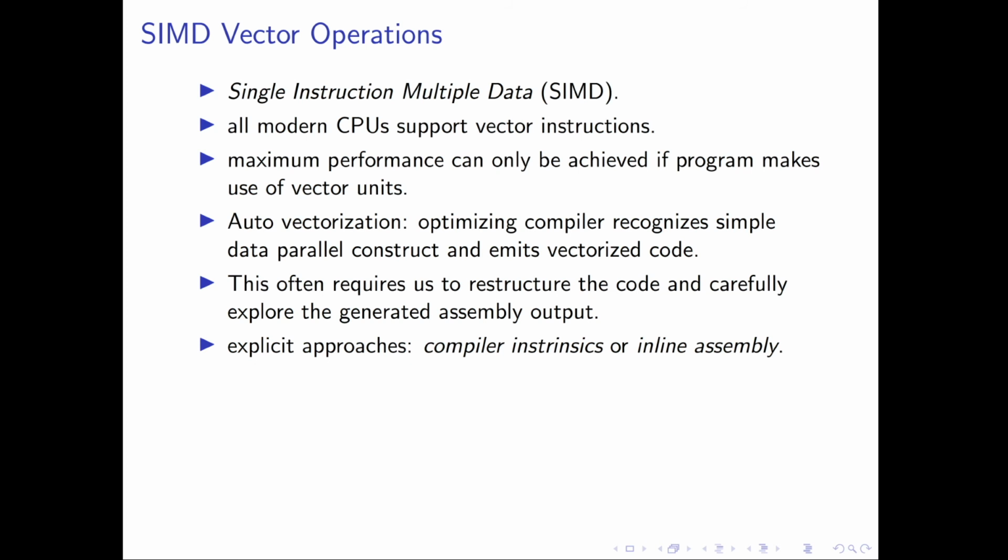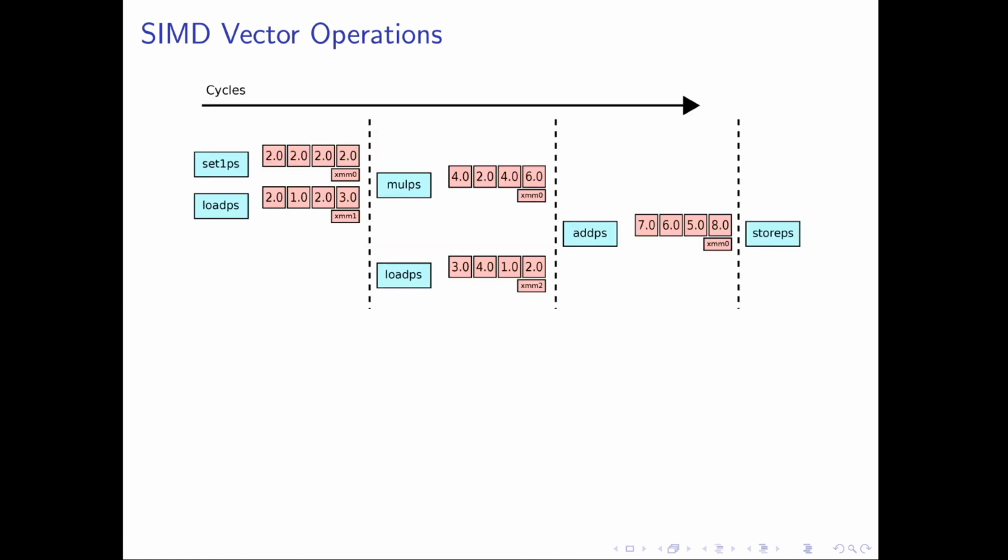And therefore, it is on the one hand often required to restructure the code so that the compiler has more opportunity to actually auto-vectorize the code. And usually, when dealing with vectorization, one has to explore the generated assembly output to make an assessment of what is really going on. And then there are explicit approaches to program vector registers and vector extensions, and we will also discuss those very briefly.